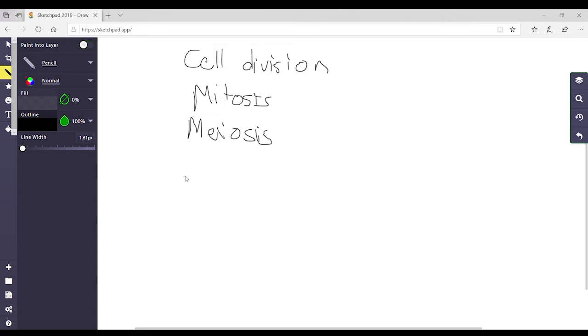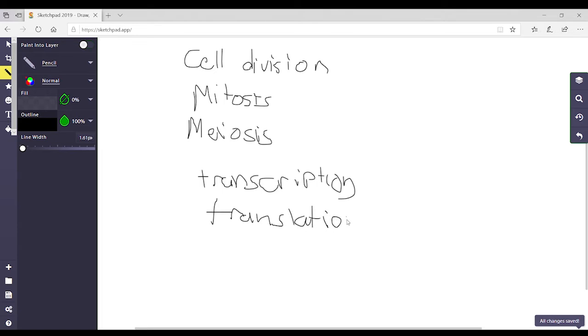The second thing I wanted to talk about was transcription and translation, so just the production of proteins overall. Transcription is when you have a DNA and you have an mRNA that uses this DNA as a template to code for a protein. So the entire process of protein production is an mRNA coming over to this DNA, using it as a template.